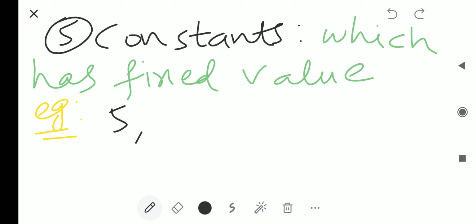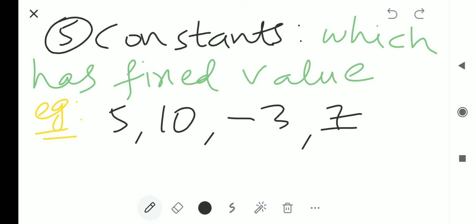The value of 5 in India is 5 only. In America it is also 5 only. The value of 10 in the entire universe is 10 only. The value of minus 3 in the entire world is minus 3 only. The value of 7 by 6 will be the same everywhere. These kinds of things we call constants.